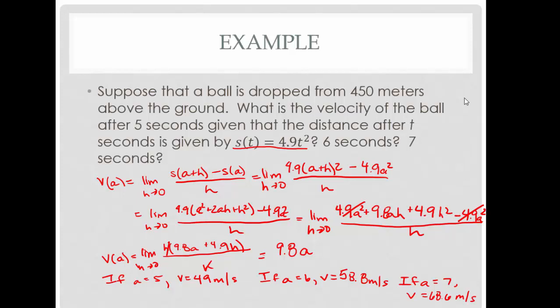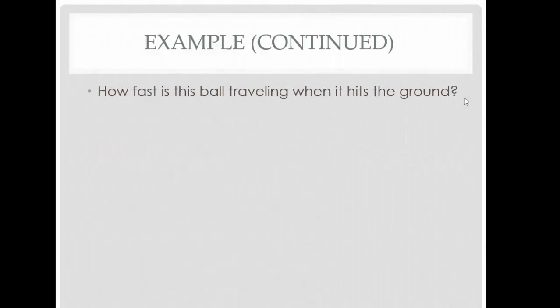So this is by no means the only type of question we can ask you on this. I mean, this is great to be able to find the velocity of an object at any given time. But one of the other things we're going to be interested in is, how fast is this ball traveling when it hits the ground? Okay, and that's another question we're going to be able to answer. Notice the question says, how fast? We are looking for a velocity, specifically an instantaneous velocity.